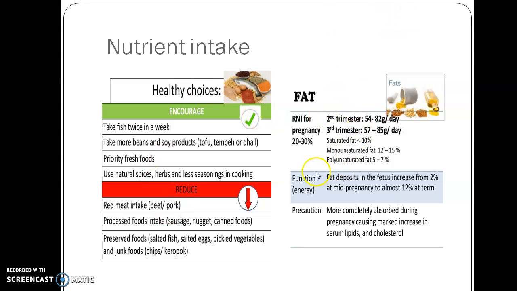Then fats need not be avoided totally, but fats are required at 54 to 82 grams per day in the second trimester and in the third trimester a bit more, like 57 to 85 grams per day. So fat deposits in the fetus will increase from 2% at mid-pregnancy to almost 12% at term.